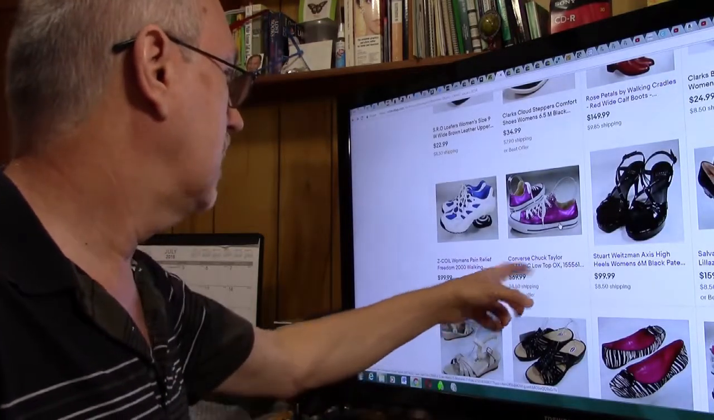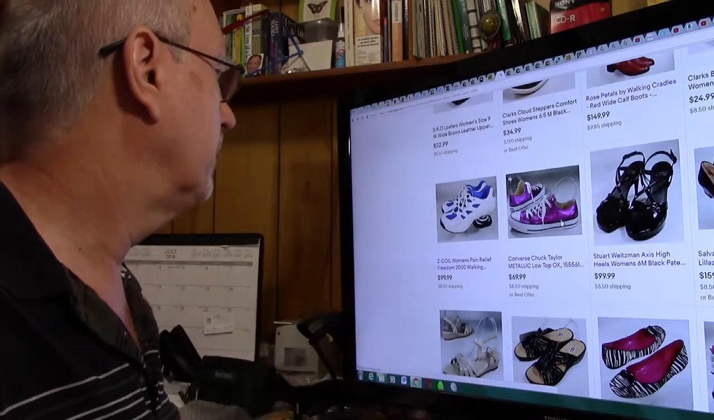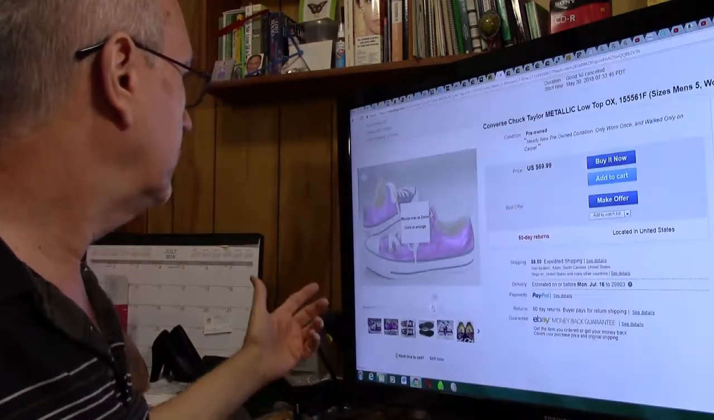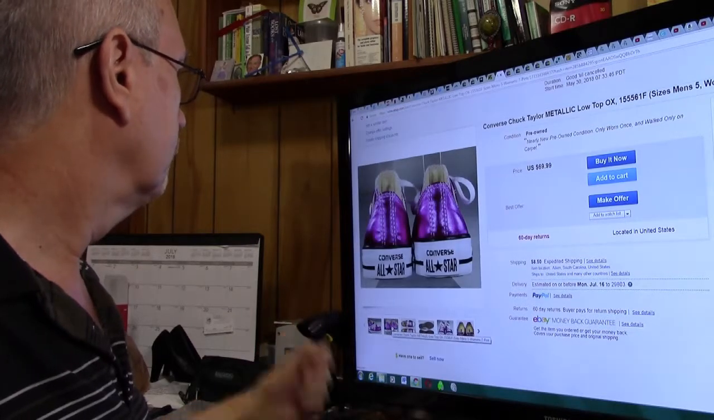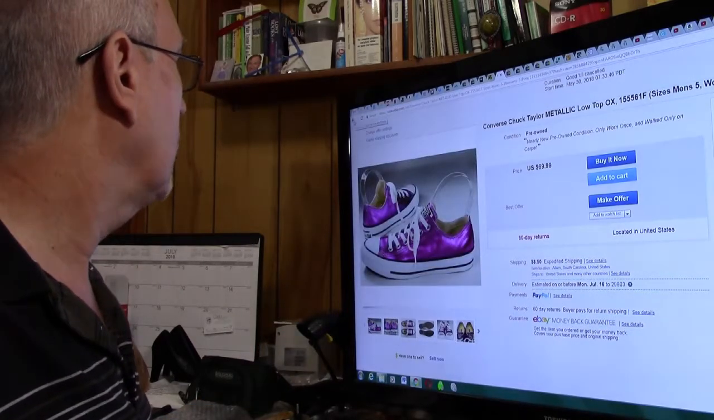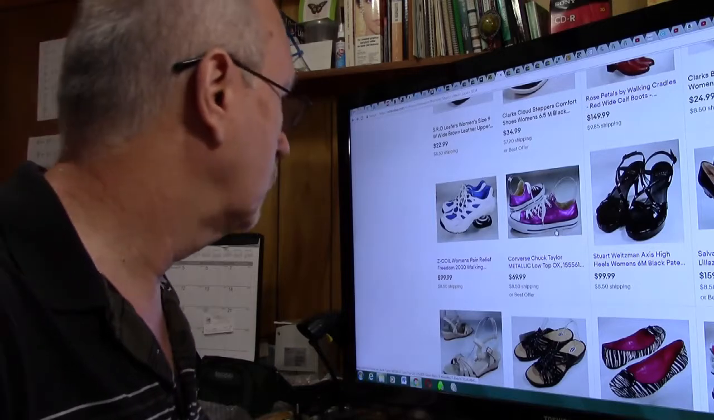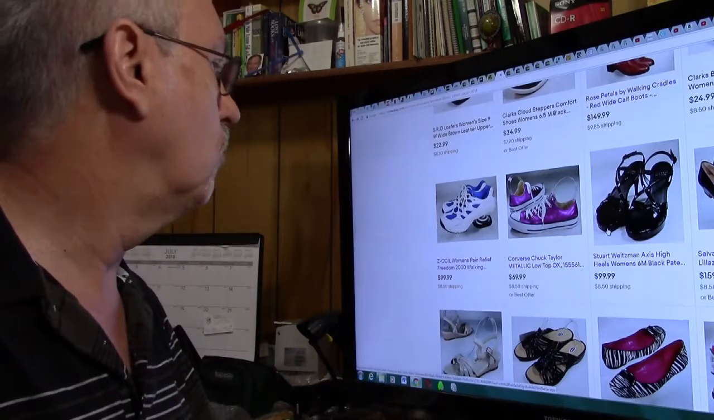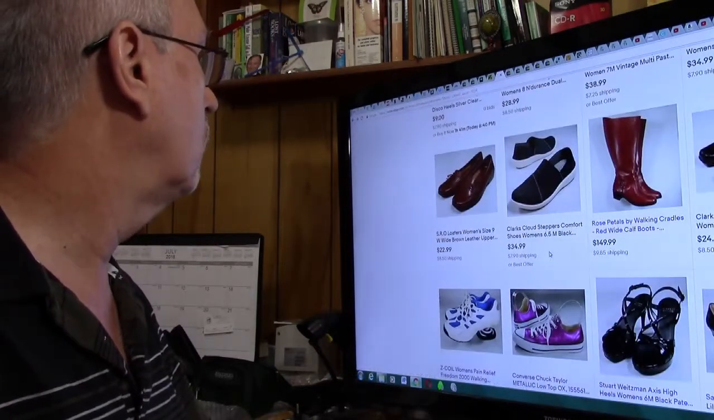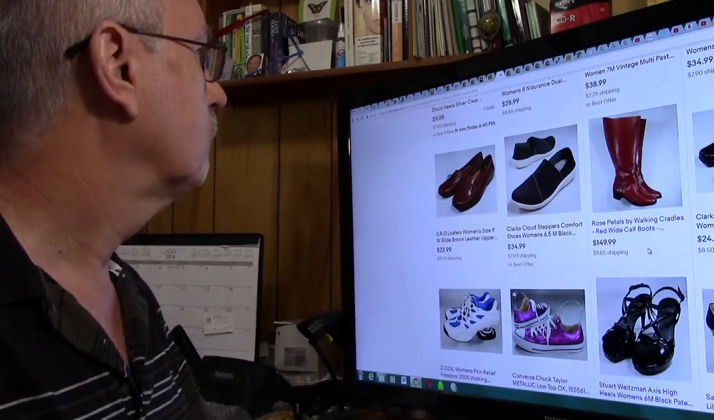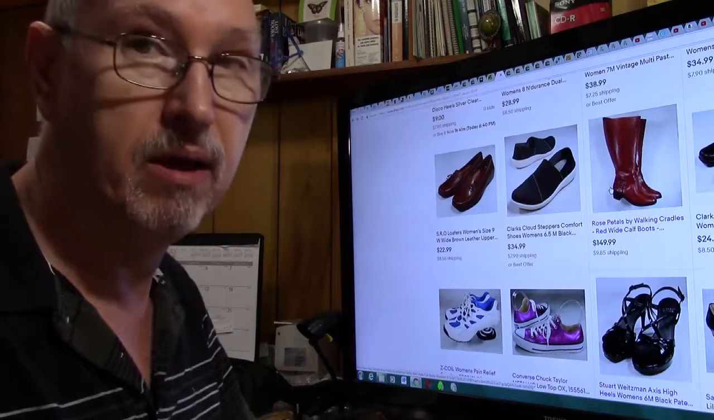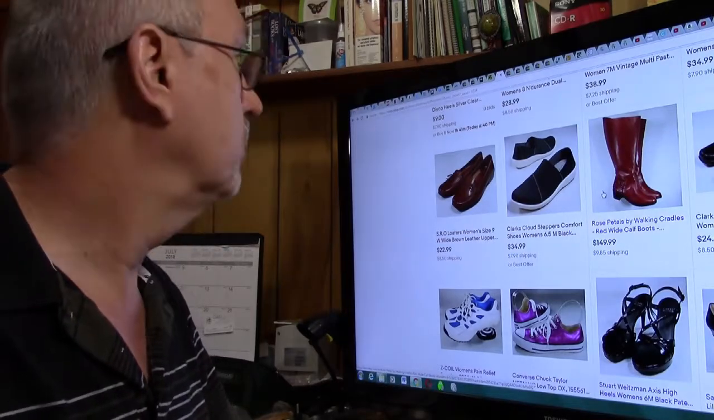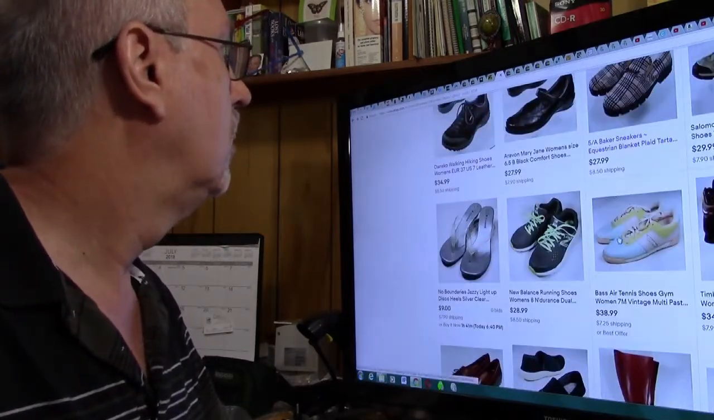Now, Converse Chuck Taylors are also very popular. These have a metallic finish, which is a bit unusual, and so I put them close to the new price. Of course, these were practically new. I think they'd been worn only twice before. These boots, I put the price a bit high because they're red and they're practically new.